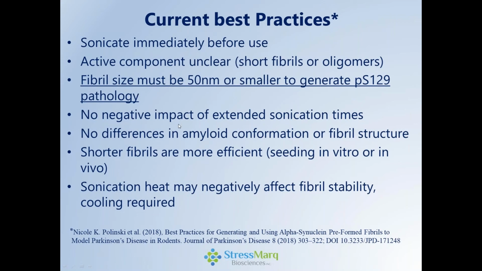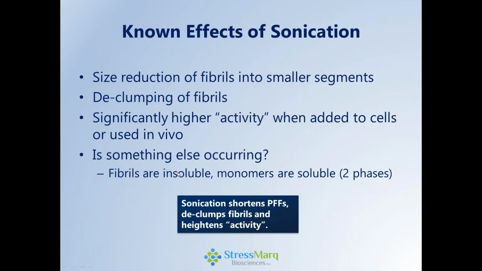There is no negative impact associated with an extended sonication time and no differences in the amyloid conformation or fibrillar structure. Shorter fibrils seem to be more efficient at seeding, and sonication heat may negatively affect fibril stability, so cooling is required during the process. So the known effects of sonication are a reduction in the size of the fibrils, declumping of any fibrils, and a significantly higher activity when these fibrils are then added or used in vivo later on.